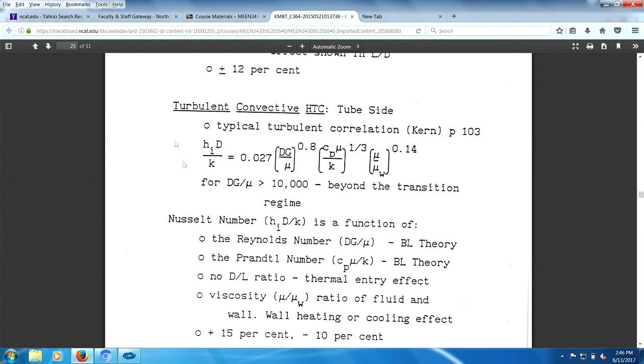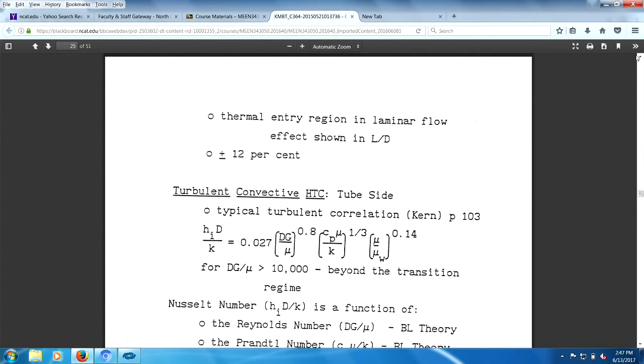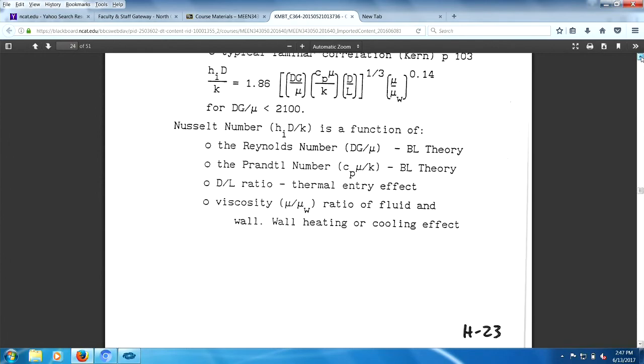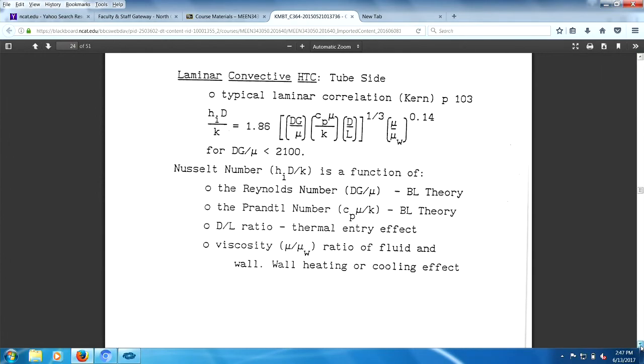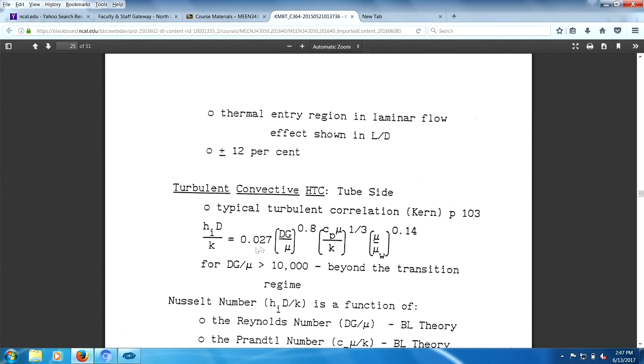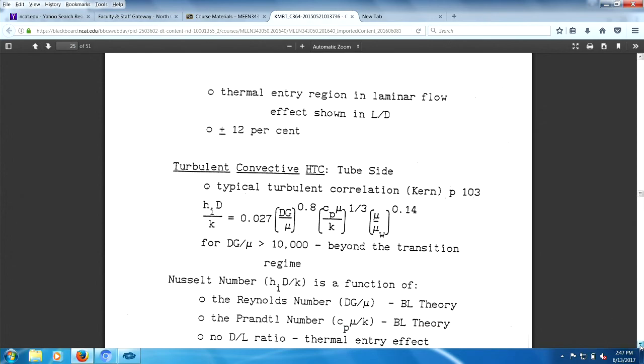Now we go to turbulent flow. Again, we have the Nusselt number. We have the Prandtl number. We have the viscosity ratio. And here we have the 0.8 power on the Reynolds number. The lead coefficient changed significantly. Remember what the lead coefficient up there was? The lead coefficient up there was 1.86. Down here it is 0.072. So a couple of things have changed on you here. The lead coefficient changes, and this exponent changes. There is no length to diameter ratio effect. Diameter to length ratio doesn't exist.